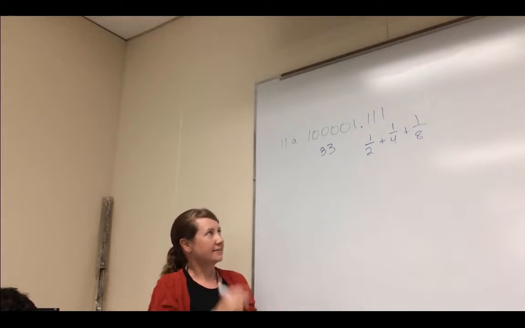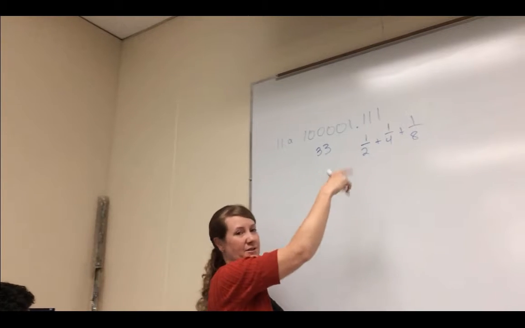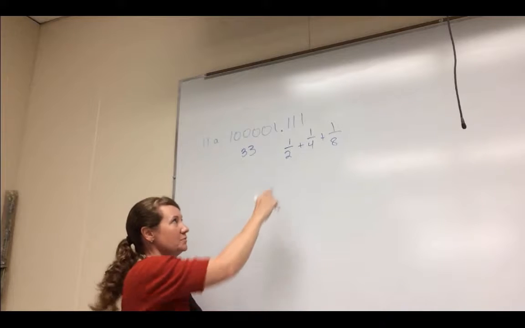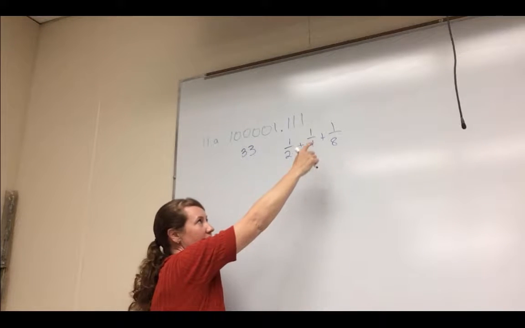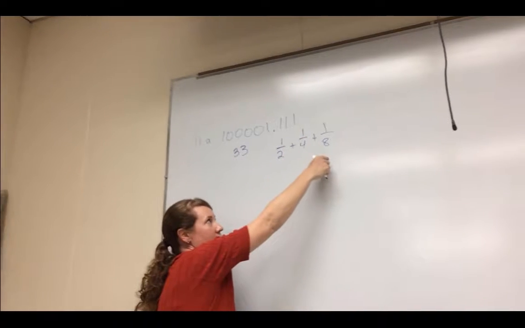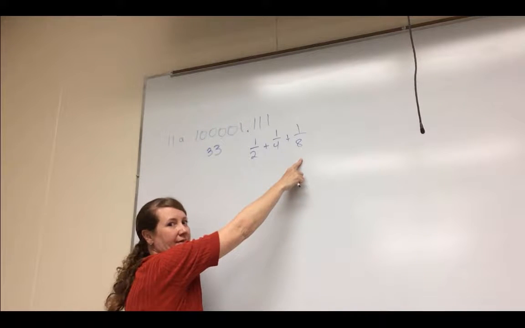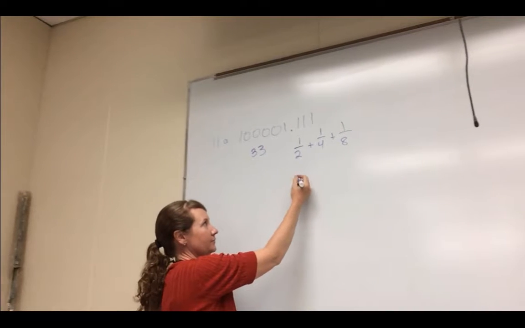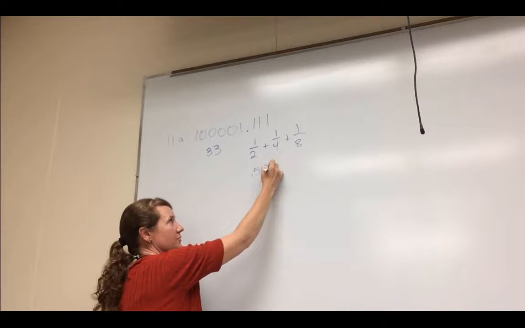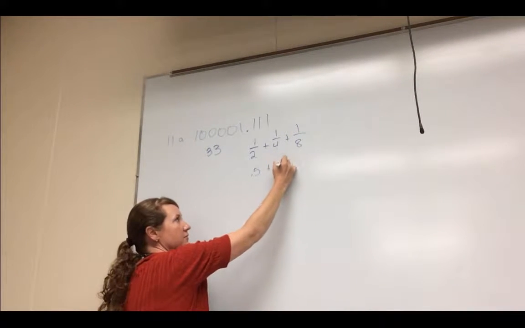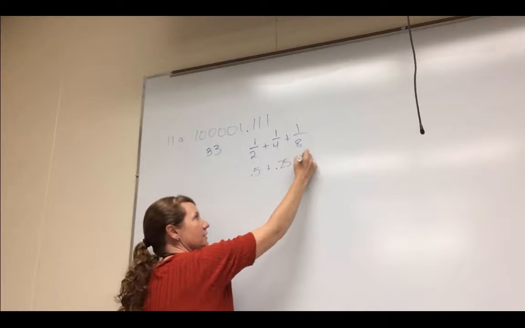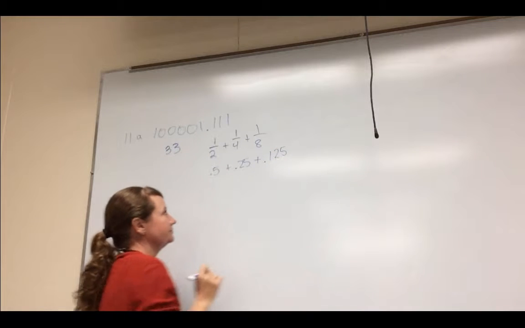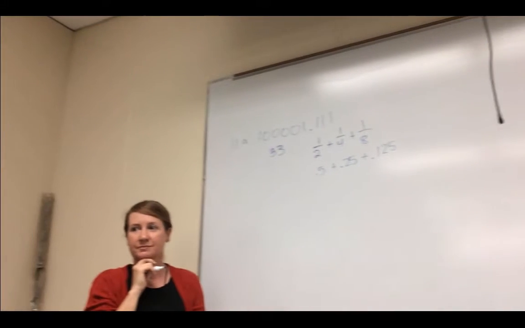And then if you're like me, I like to think about it as fractions. You could convert it to decimals and add them up. This would be 0.5 plus 0.25 plus, what is that one? Yeah, 0.125. So you could say 0.5 plus 0.25 plus 0.125, and then add it up.